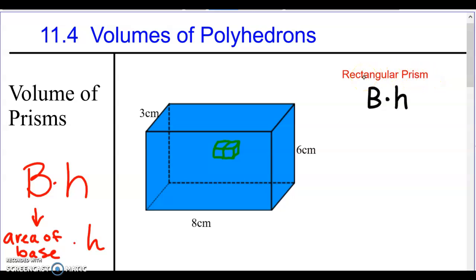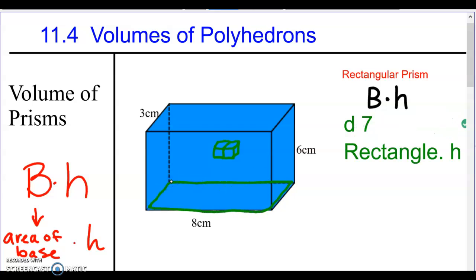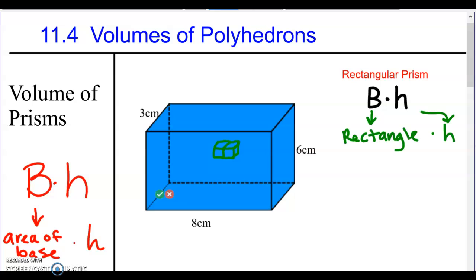The reason it is rectangular is because anytime you're trying to decide what the shape of the base is, so on this one it is a rectangle, you look for what shape has the same exact shape parallel to it. So on this one, if we look at this bottom rectangle, there is the exact same shape parallel to it above it. Right up here, there is the exact same rectangle. So that would be why this one's called a rectangular prism.